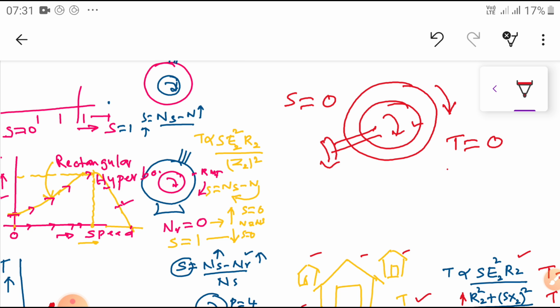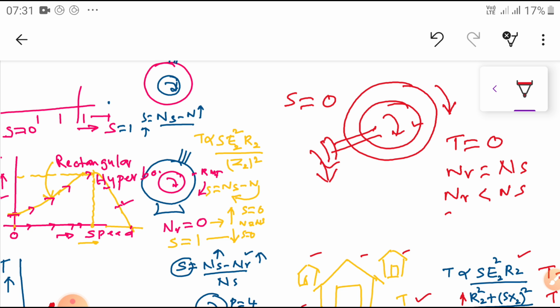Now what is the speed? NR is equal to NS in this first case. Now we add some load on this motor. Because the motor gives mechanical output, this mechanical output is utilized for running our small application. Then what will happen? If load is added to the rotor, automatically the rotor retards, reducing its speed. Then NR is less than NS.